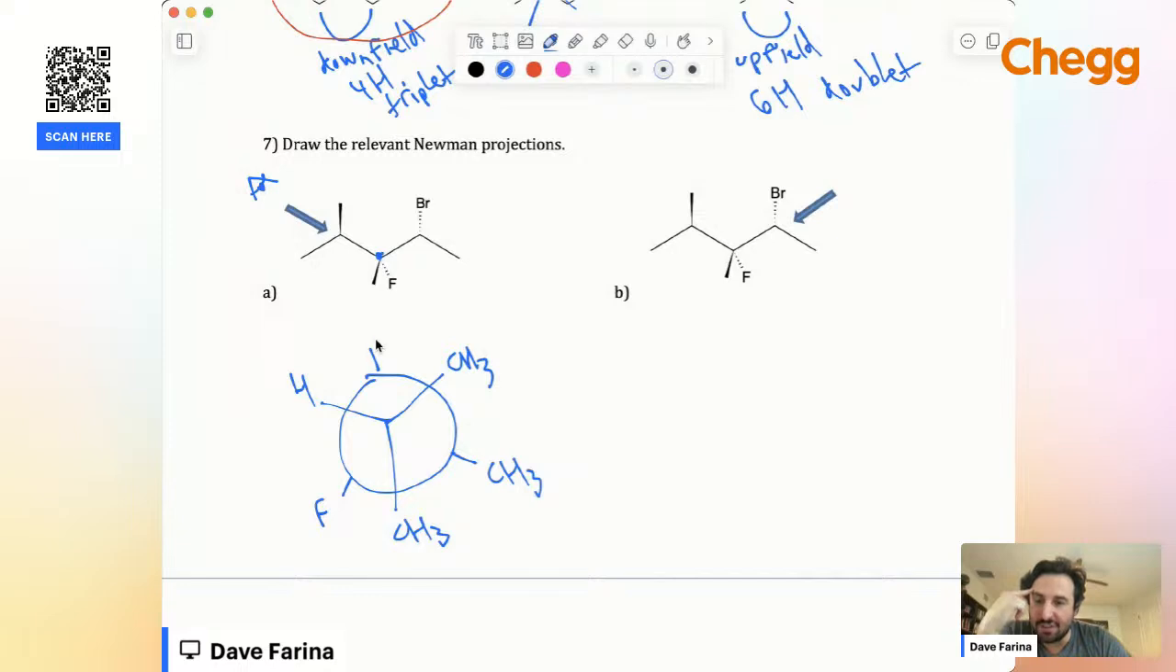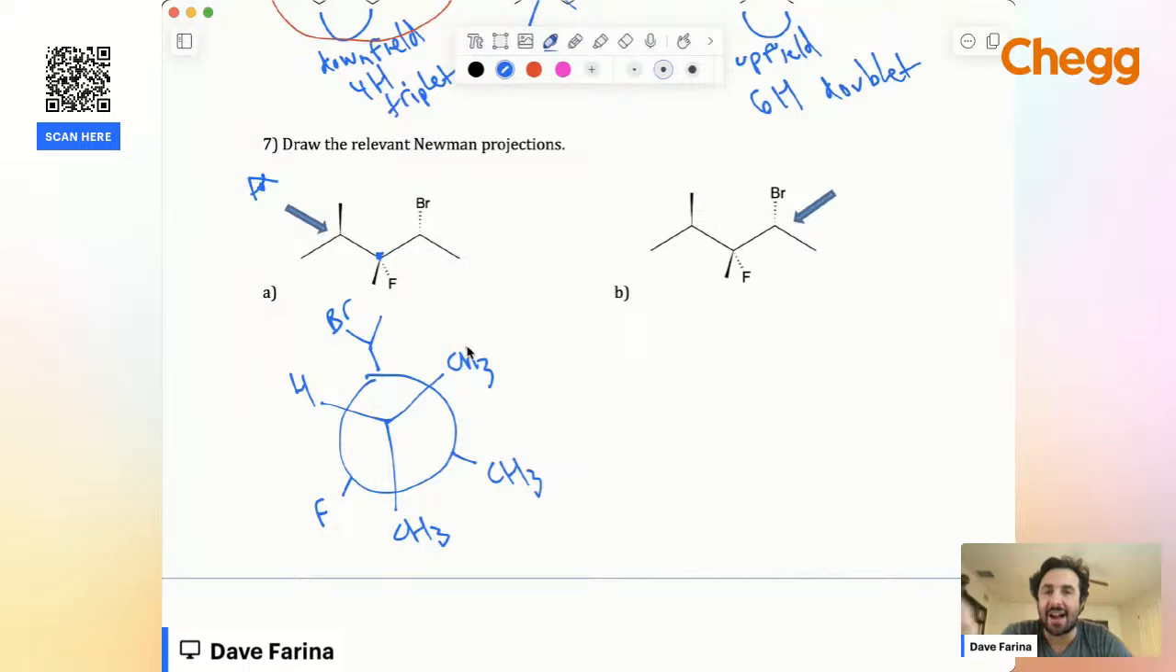And then here we see CHBr CH3. You can either draw that, or we can do this too. We could draw it like that. However you want to do it, as long as the connectivity is very clear, that is going straight up in the back. So there's our Newman projection.